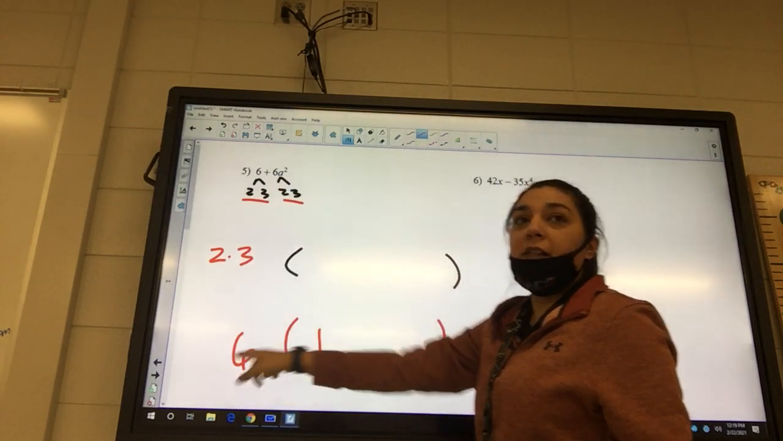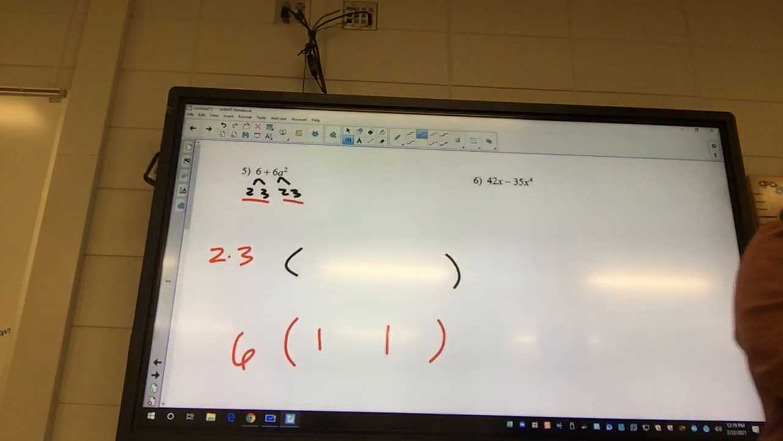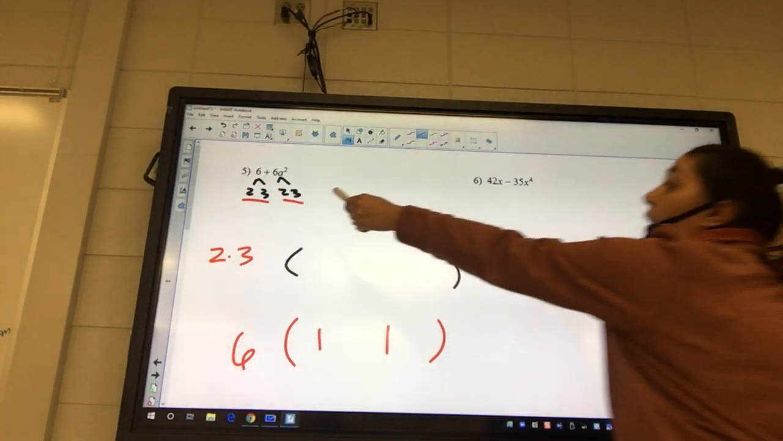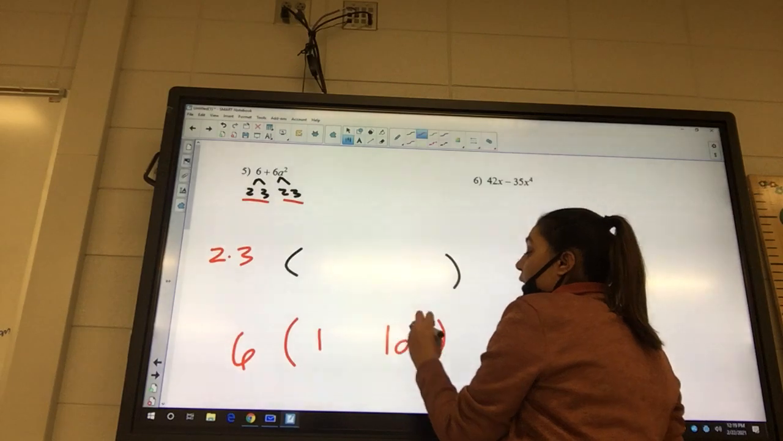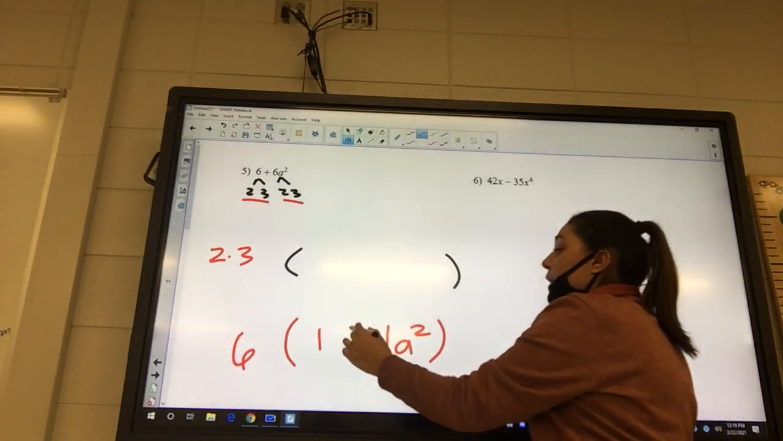6 divided by 6 is 1. How many A's can I take from each? 0. Okay, this one has none, and that one has 2. So you're going to have A squared here. What about the sign? They're the same. Yeah, we keep it the same.